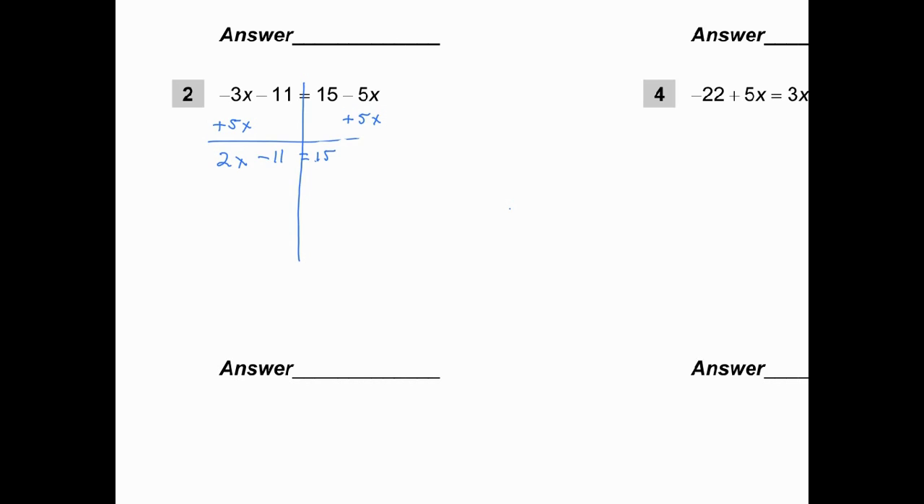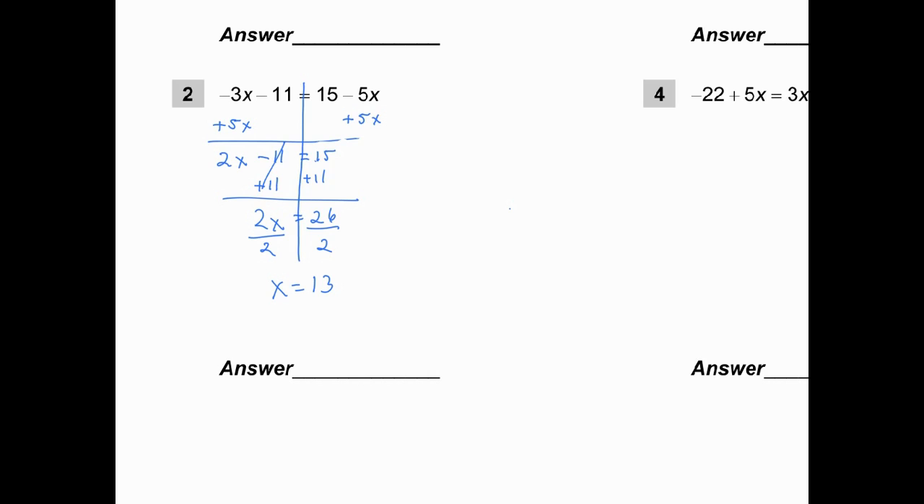Now, because we have our variable on our left side, we're kind of forced to move that negative 11 to the right side. In order to do that, we have to use inverse operations. So I see a subtraction of 11. We have to add 11 to both sides. Now we're left with 2x equals 26. In order to get x by itself, I see that 2x is connected by multiplication. So we have to do the opposite of multiplication, which is division. x equals 26 divided by 2, 13.